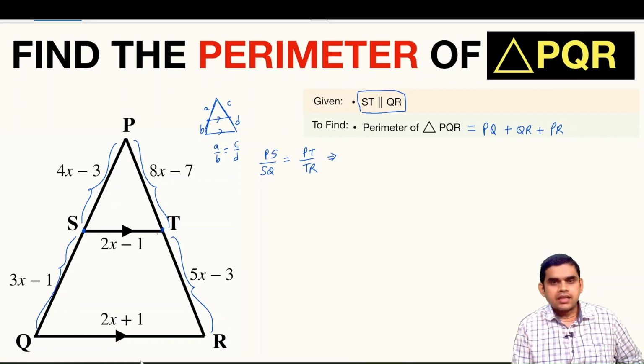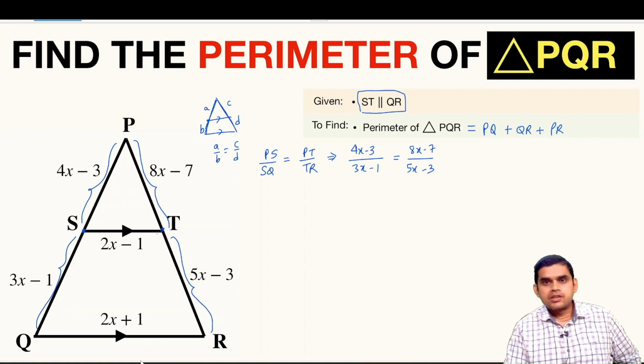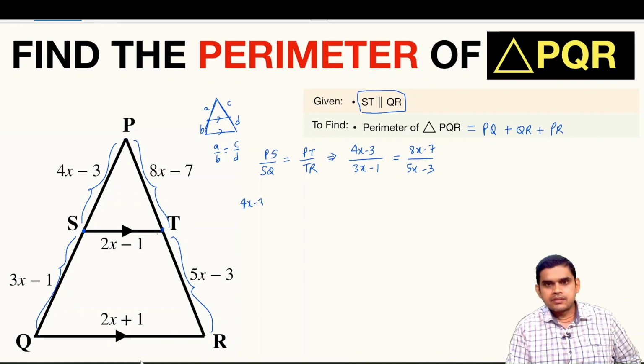Now let us substitute the values. PS is 4x minus 3. SQ is 3x minus 1. PT is 8x minus 7 and TR is 5x minus 3. Now in the next step we need to cross multiply. So here it will be 4x minus 3 multiplied by 5x minus 3 is equal to 8x minus 7 multiplied by 3x minus 1. Now we will expand the brackets.